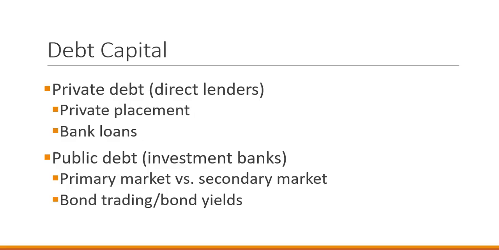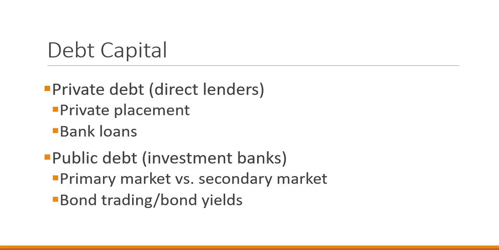Public debt is obtained through investment banks doing an underwriting and generating interest from the public to invest in the bonds of the issuer. And the bonds in the primary market are issued by the issuer. The issuer receives proceeds, and the investor now is a lender to the issuer. In the secondary market, an original investor can sell their investment in company bonds to another investor, and just as we discussed in equity capital, that will not directly affect the issuer. The issuer won't participate in that transaction.